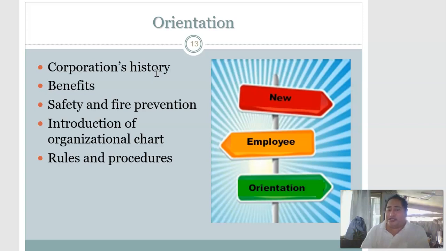Introduction of the organizational chart. Who's your first line of command or communication? How do you communicate within the organization? What are the rules and policies and regulations, etc., etc. Okay.